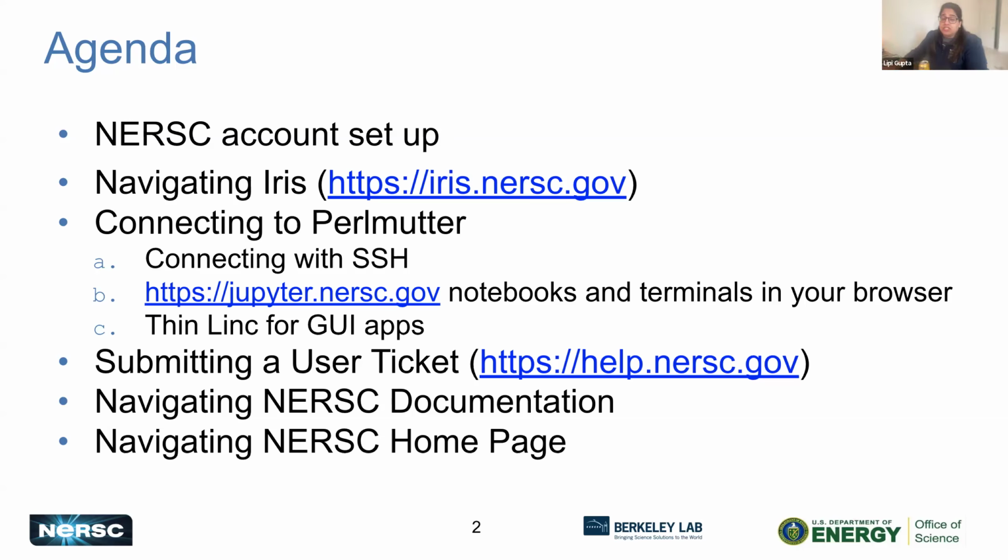So some of you may be in the process, so I'll mention a couple things about that. We're going to talk about Iris. If you have a NERSC account and you've used it, you've probably visited Iris, but if not, I'll talk about that and why you're going to need it. Then we're going to talk about how to connect to Perlmutter using something called SSH. I'm going to mention Jupyter because it's a fantastic way to connect to Perlmutter. And then I'm also going to talk a little bit about a service called ThinLink.